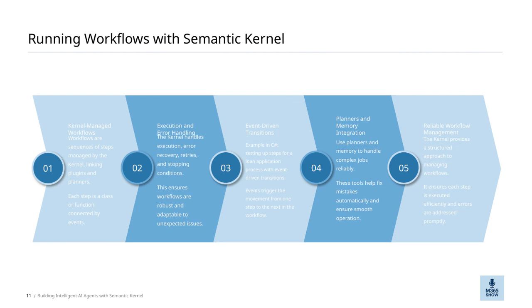Now, to handle more complex jobs, we incorporate planners and memory into our workflows. These tools help automatically fix mistakes and ensure the process runs smoothly, even if unexpected problems arise. They add a layer of intelligence that makes our workflows more reliable.